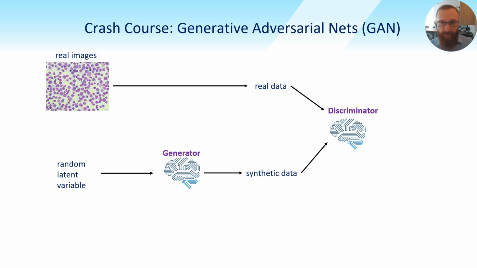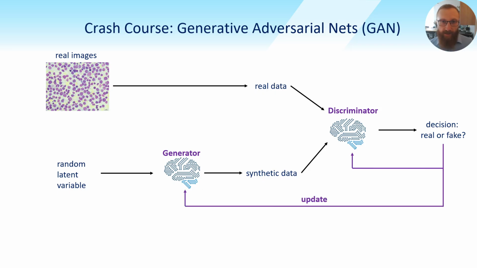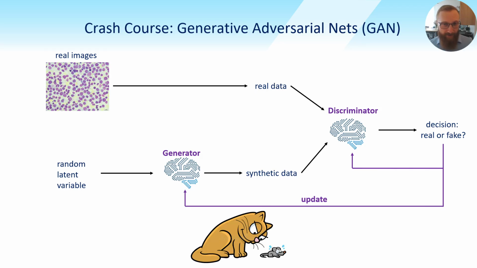Based on that, the generator generates synthetic data. The discriminator then has the task to evaluate whether any input given to it stems from the generator or from a real data set, in our example, bone marrow smears. Based on the accuracy of the discriminator's judgment, both networks are updated. Over time, this leads to the generator being able to generate more and more realistic data. The GAN converges when the discriminator is no longer able to distinguish which input is real and which input is fake. So essentially, you can think of this as a digital game of cat and mouse.